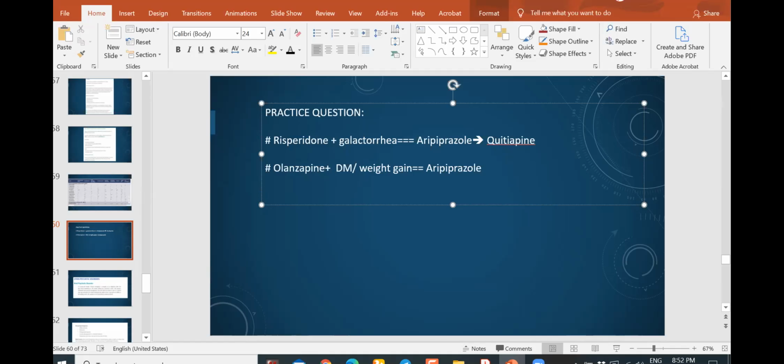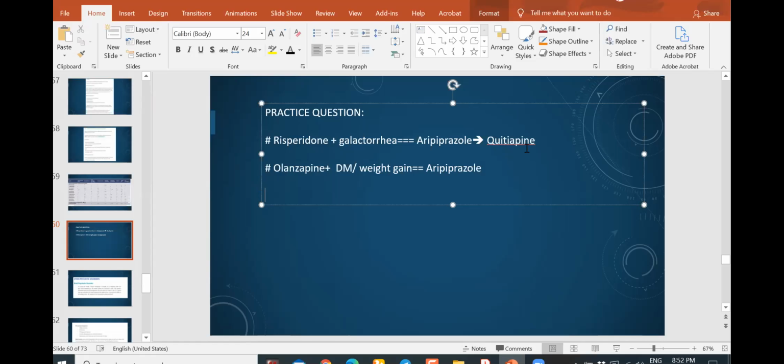What you are going to do is gradually reduce the dose of the first antipsychotic the patient was taking for a long time, so gradually taper that one. At the same time, you also add the second antipsychotic at a low dose, and then you gradually increase the dose of the new antipsychotic.